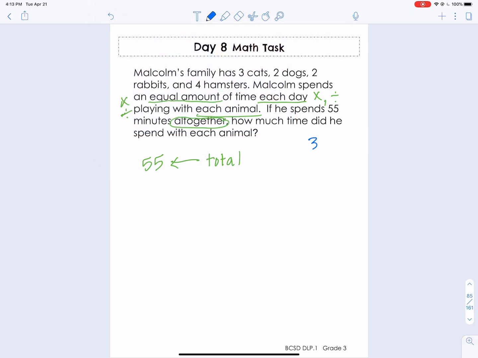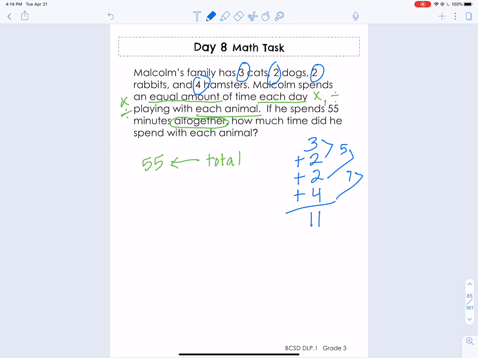So I see 3 cats. He's got 2 dogs, so I'm going to add 2. He's got 2 rabbits, add 2 more. And he's got 4 hamsters. 3 plus 2 is 5. 5 plus 2 is 7. 7 plus 4 is 11. So he's got 11 animals. And he has 55 minutes each day that he gets to spend with these 11 animals. Again, it doesn't matter what type of animal they are, because he spends the same amount of time with each animal that he has.